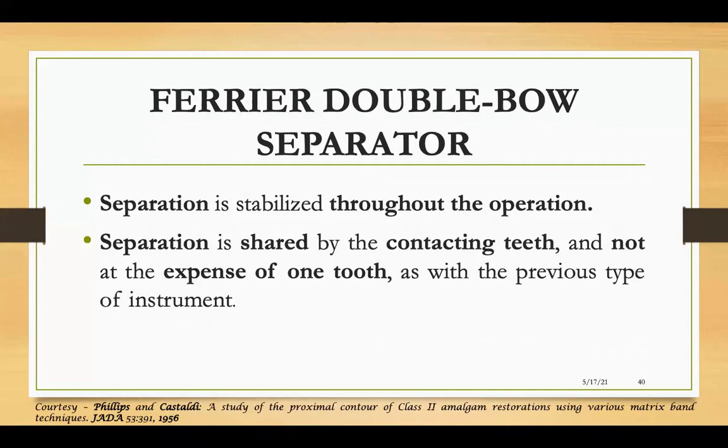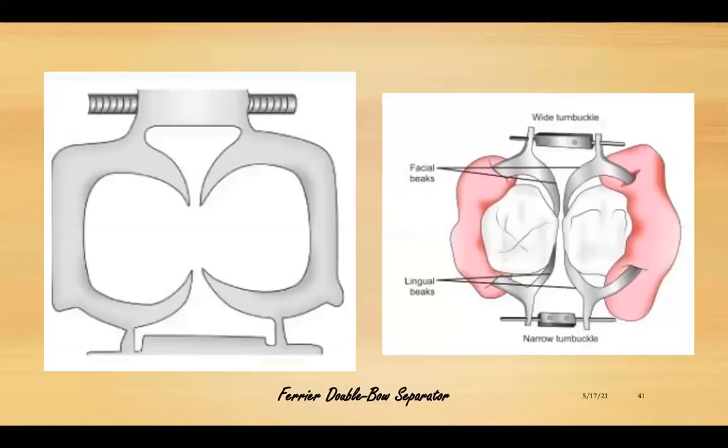Ferrier double bow separator. Separation is stabilized throughout the operation. Separation is shared by the contacting teeth, not at the expense of one tooth as with the previous type of instrument. These are Ferrier double bow separator images. As you can see in the image on the right, this is exactly how we used to do it back in the day. I know it looks very bulky and a lot of work in there.